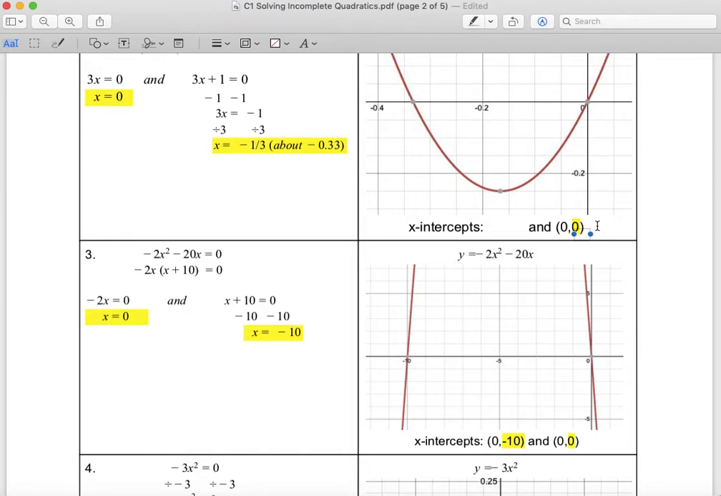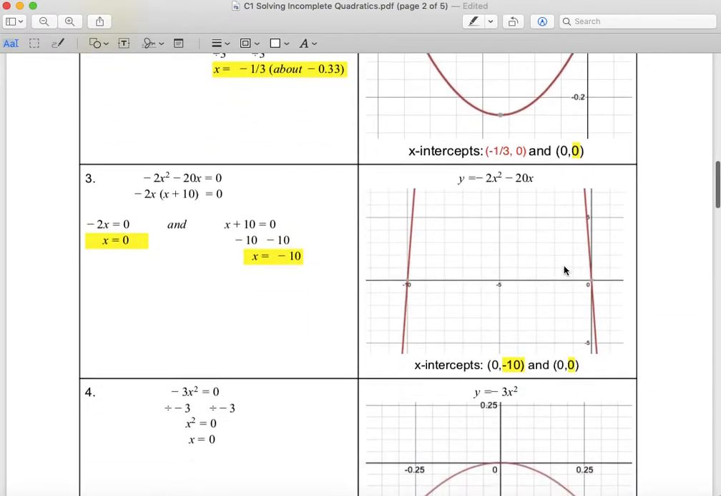Anyways, so then the point is -1/3, comma 0. And we will make that a little bit bigger. There we go. So -1, 0.